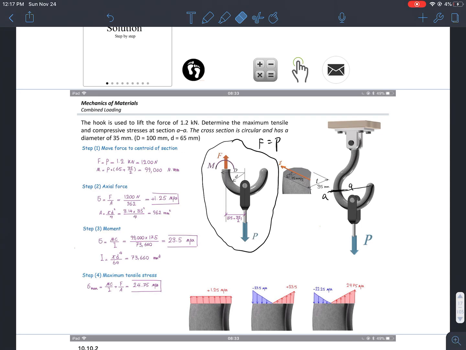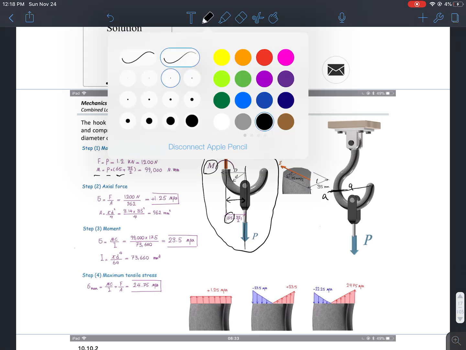I will also look at the moment. So what would be the moment generated by this force here? We know that a moment equals a pair of force multiplied by the distance away from these two forces. So the moment will equal force multiplied by distance, which equals 65 plus 35 divided by 2. Where is the 65? This 65 basically is a distance right here.